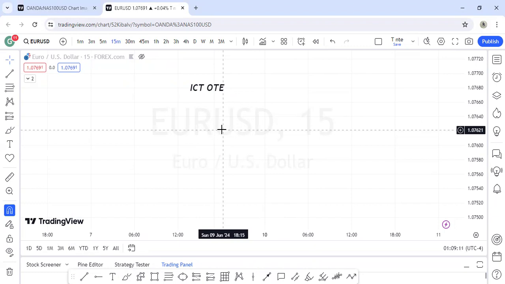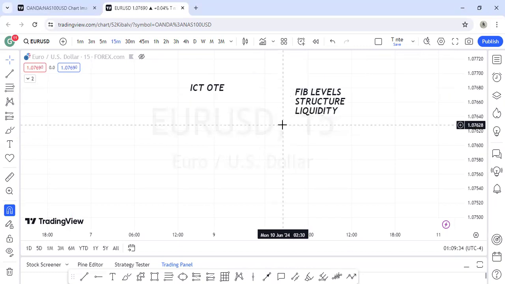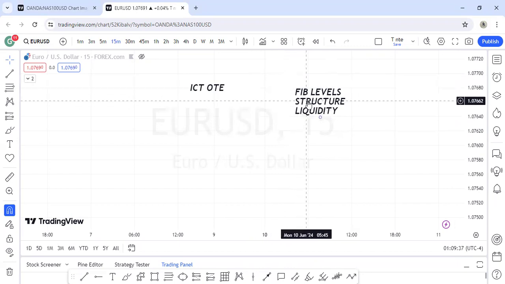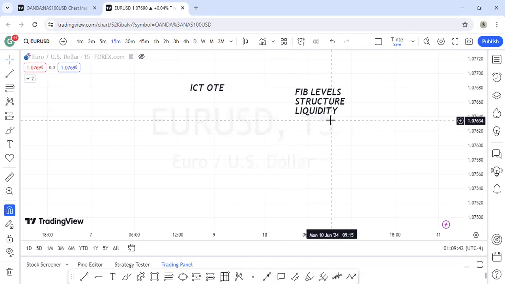So what is the ICT OTE? When you're talking about ICT OTE, the first thing that should come to your mind is fib levels. There are three basic things we use in the ICT OTE: fib levels, structure, and liquidity. If you have a good understanding of structure and liquidity, then fib levels are just for the entries. So for you to excel with the ICT OTE, you have to have a good understanding of structure and liquidity.